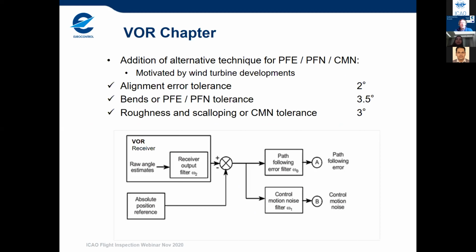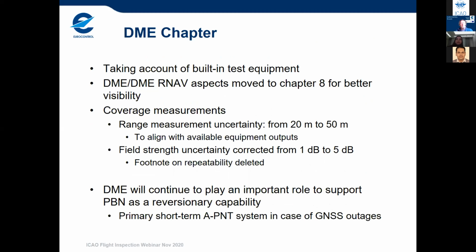Another new thing in the DME chapter is to take into account built-in test equipment, because quite a bit of progress has been made. The DME area navigation aspects have been moved to chapter 8 for better visibility. Then, especially with the importance of DME as an alternative aid in case GNSS is not available, two requirements have always caused a lot of debate.